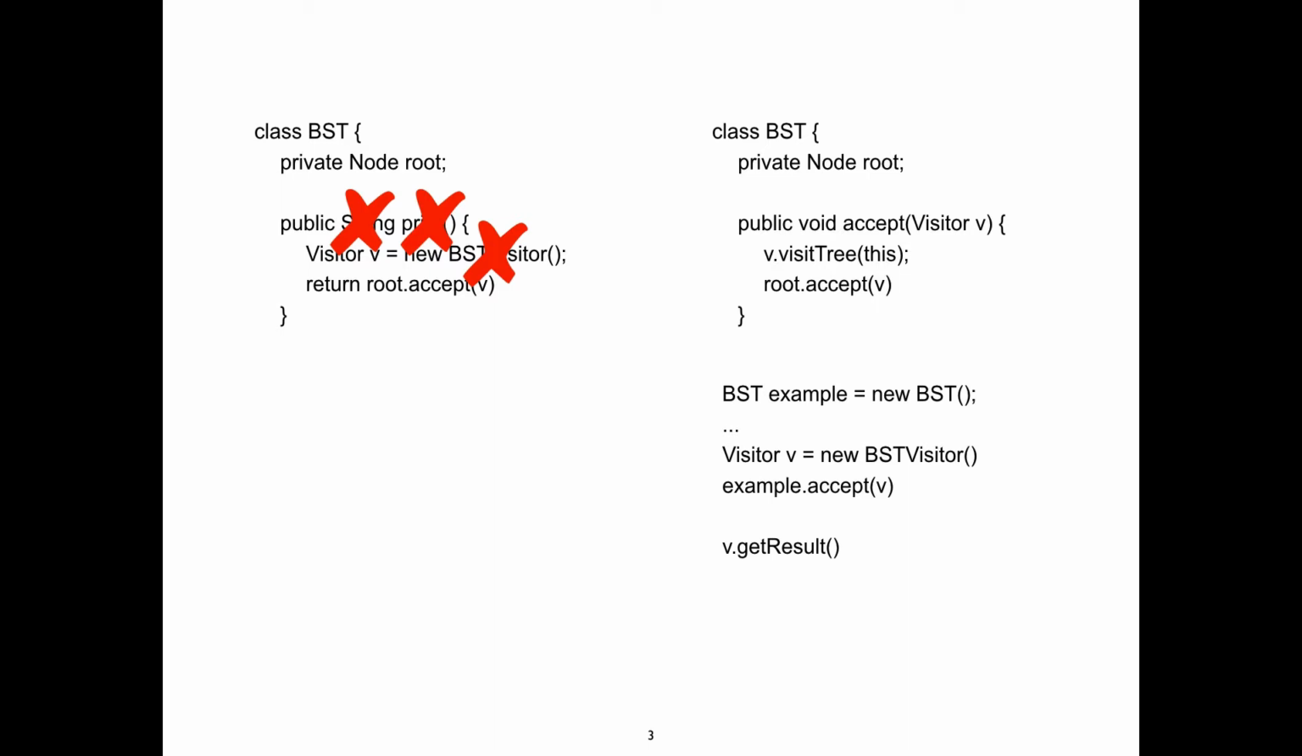We don't even need to put that in the interface of the visitor because it's going to return different things, right? So in Java, we can't put it in the interface. In Python and Ruby, we can.